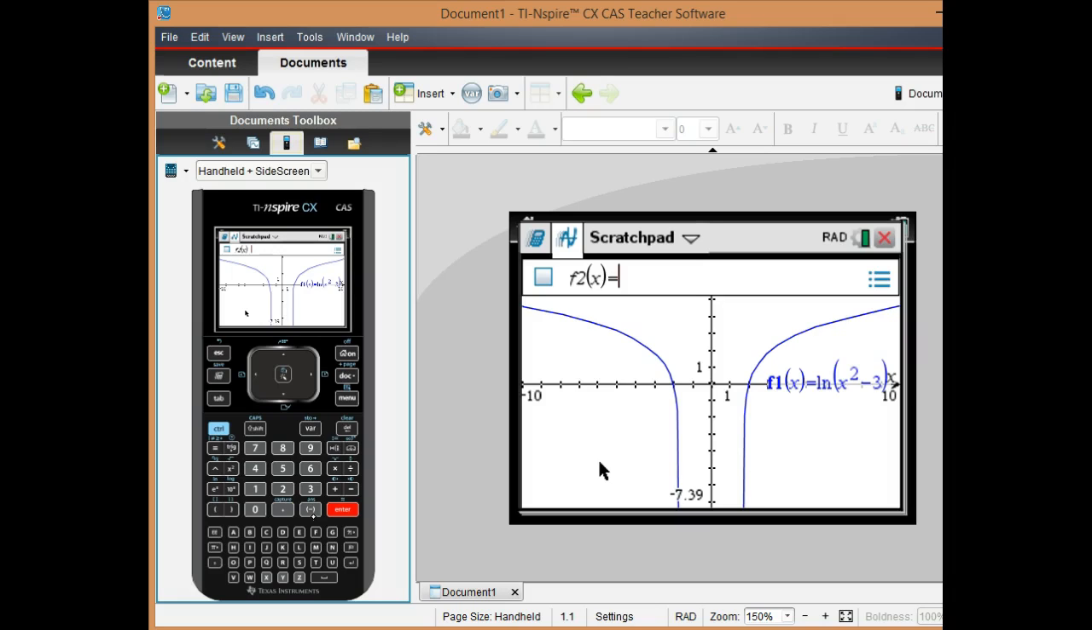Okay, so the other thing that the calculator can do, and this actually can be done on a TI-84, it can graph the derivative. So if we have no idea what the actual function is, can you guys derive that right now? Anybody know what the derivative of the natural log of x squared minus 3 is? 2x. No? Natural log of 2x.